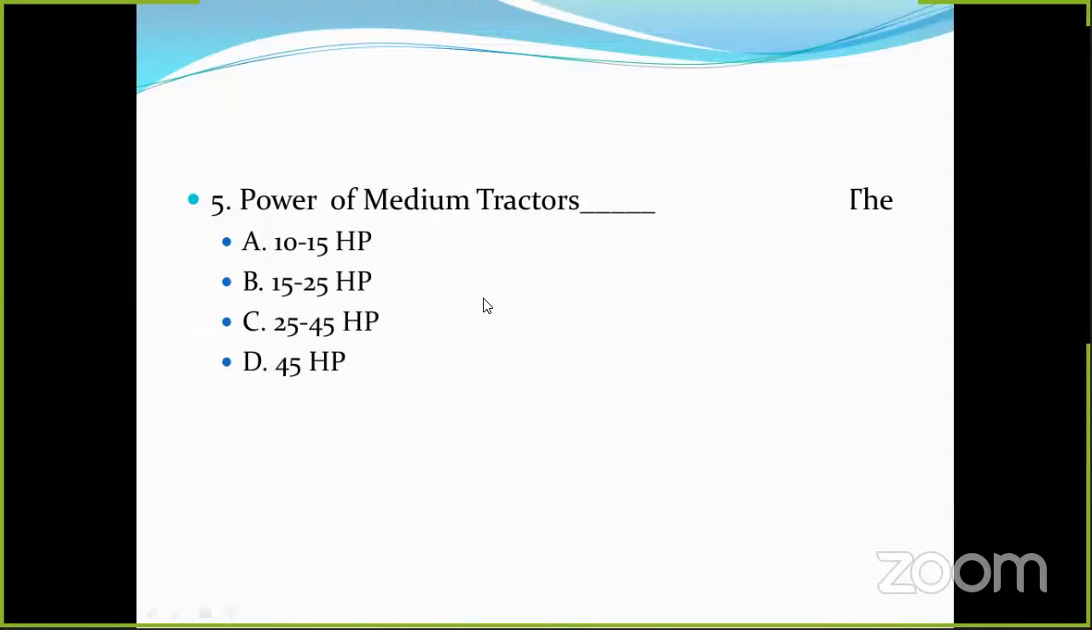Next, power of medium tractors. The power of a small tractor is 15 to 25 HP, a medium tractor is 25 to 45 HP, and if it is more than 45 HP, that is a large tractor.